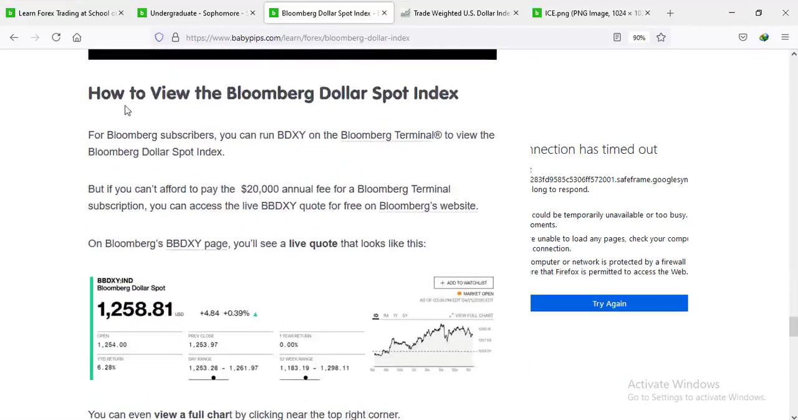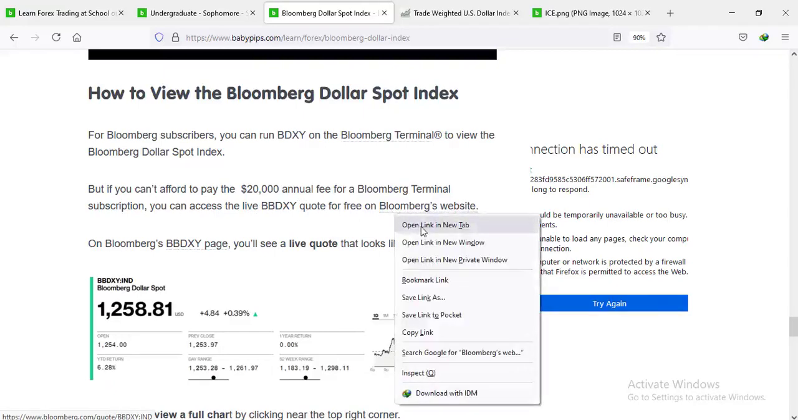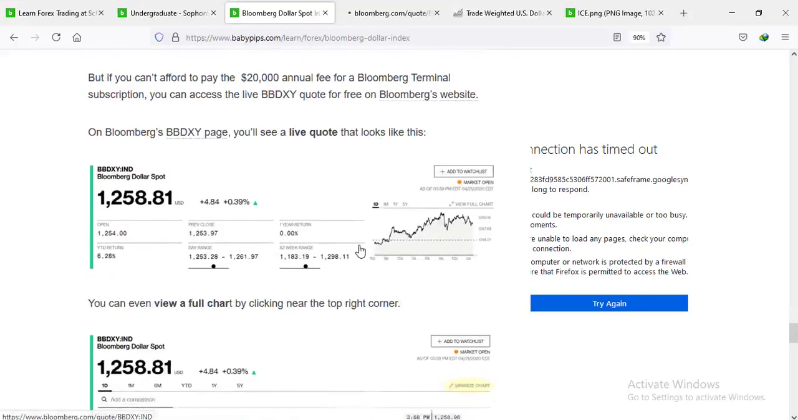So how do you view the Bloomberg dollar spot index? For Bloomberg subscribers, you can run the Bloomberg dollar spot index on the Bloomberg terminal. If you can't afford to pay the 20,000 US dollar annual fee for a Bloomberg terminal subscription, you can access the live Bloomberg DXY quotes for free on Bloomberg's website. Let's open this link and see what it comes up with.